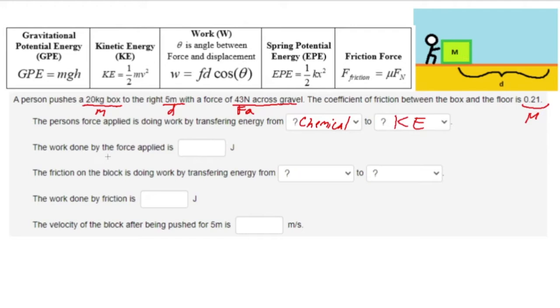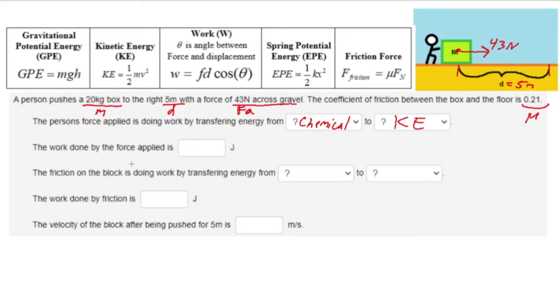Next, we want to figure out the work done by the force applied. And if we look up here, it's kind of labeled for us already on our diagram, but I'm going to start putting our numbers in here. So from here to here is our displacement, which we said was 5 meters. And if we look at our box, we are applying a force in the same direction that it's moving, and that force is 43 newtons.